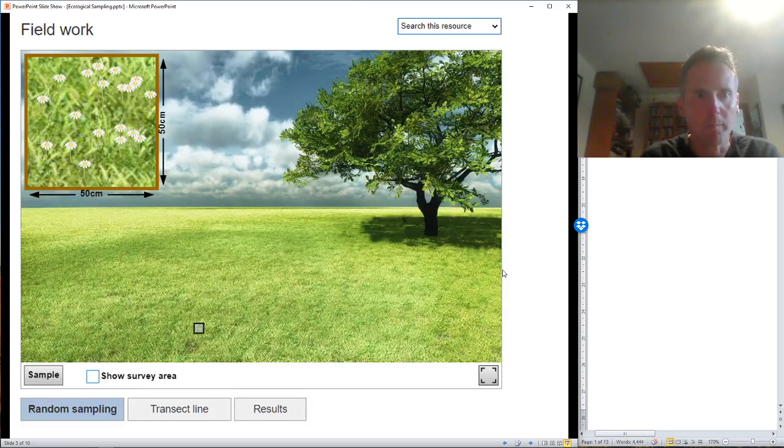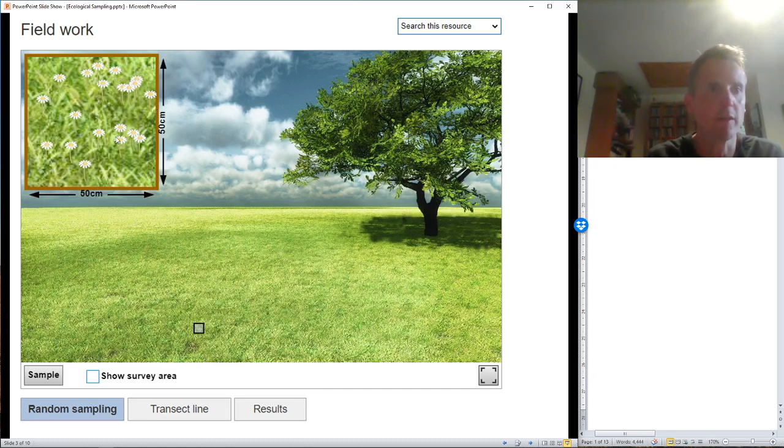Anyway, so this is the simulator that you're going to use. Okay, so there'll be a link on the information. When you get on it, you can see here there's a field, there's a tree there. This little square here, that's where it's being sampled. Every time I click sample, it will randomly spot that somewhere in the field. Okay, then this is the zoom in into this area. So this brown frame is the quadrat, and I just count the number of daisies.